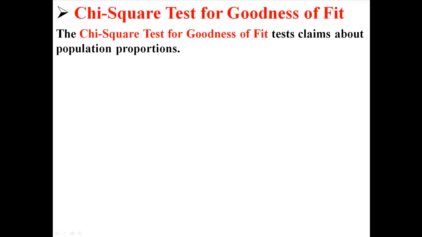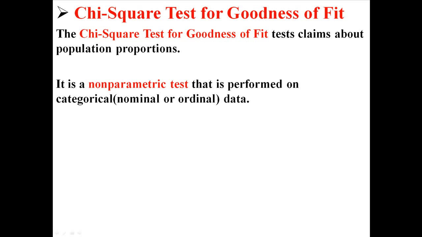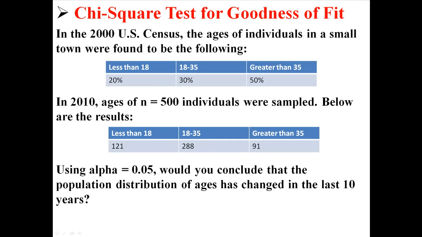Now let's start chi-square with a test for goodness of fit. Now the chi-square test for goodness of fit tests claims about population proportions. It is a non-parametric test that is performed on categorical data, that is data that is on the nominal or ordinal scale. So let's work with an example.